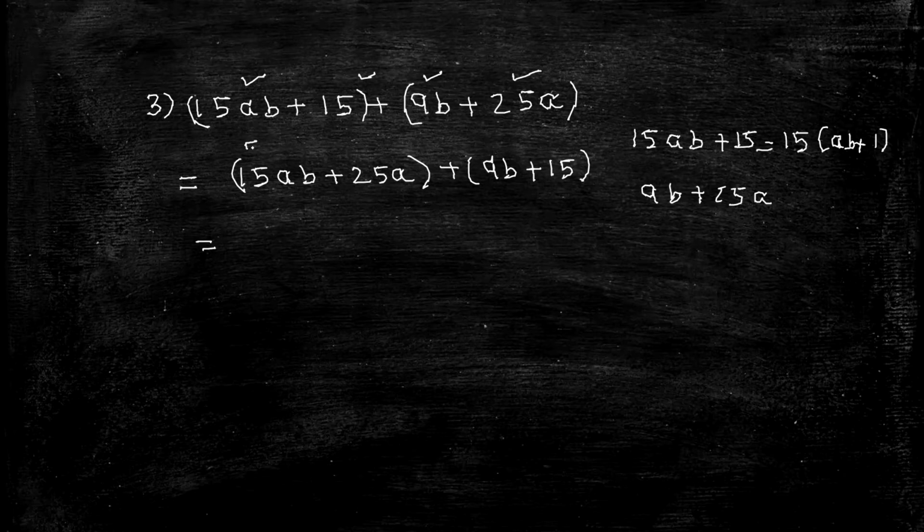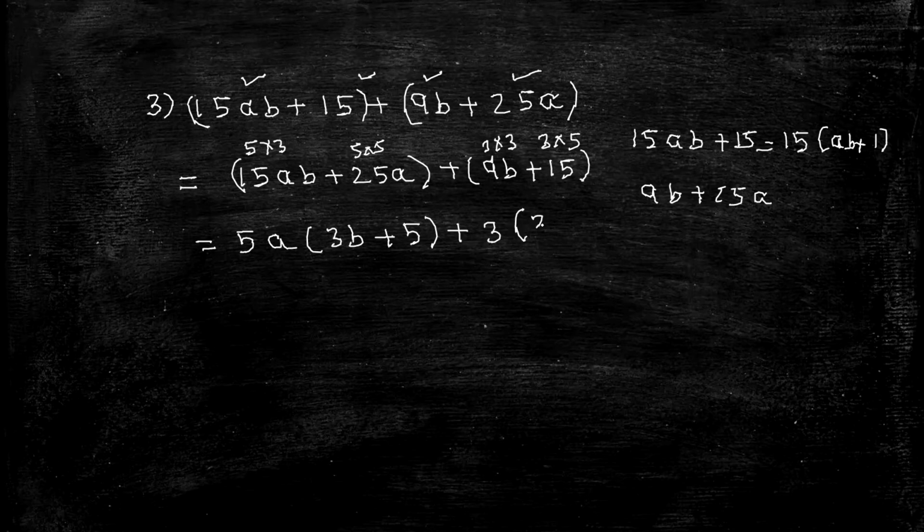So here the factors would be 5 into 3 into AB, and here it is 5 into 5A. So the common term here is 5 and A. So I'm left with 3B here, and I'm left with 5 here, plus. In these two, if I see here, it will be 3 into 3 and it will be 3 into 5. So maybe 3 is common here, and then I'm left with 3B plus 5.